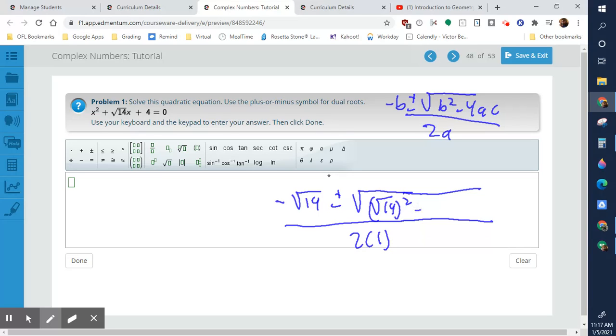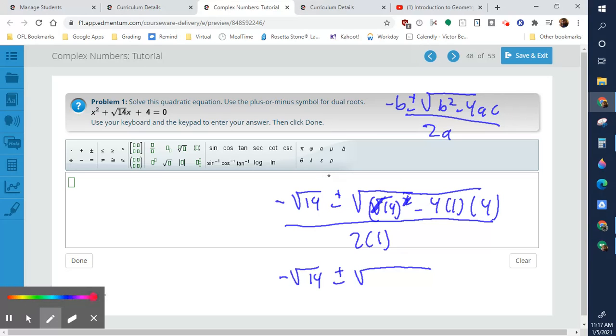So we do that, and then we do minus 4. Our a again is 1, and our c is 4. So what ends up happening here is we get this negative square root of 14 plus or minus the square root of this squared, and this square root and the square cancel out. I should have probably done that in a different color, so let me do that in red. So that means we just get 14 minus 4 times 1, which is 4, times 4, which is 16 in that square root. So we'll see that we're going to get a negative discriminant here all over 2.